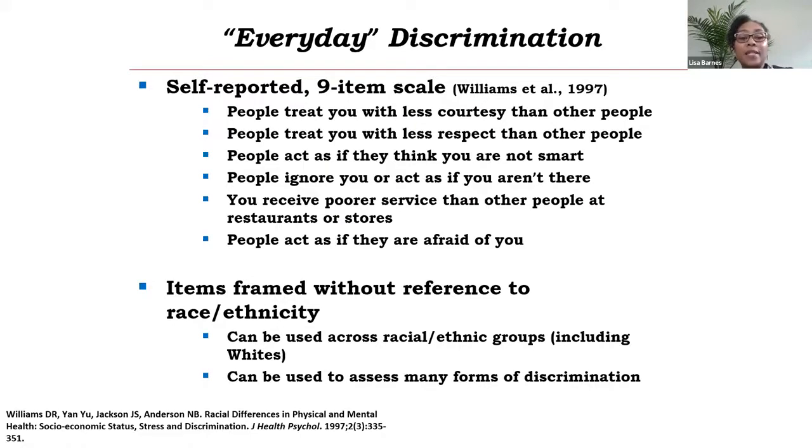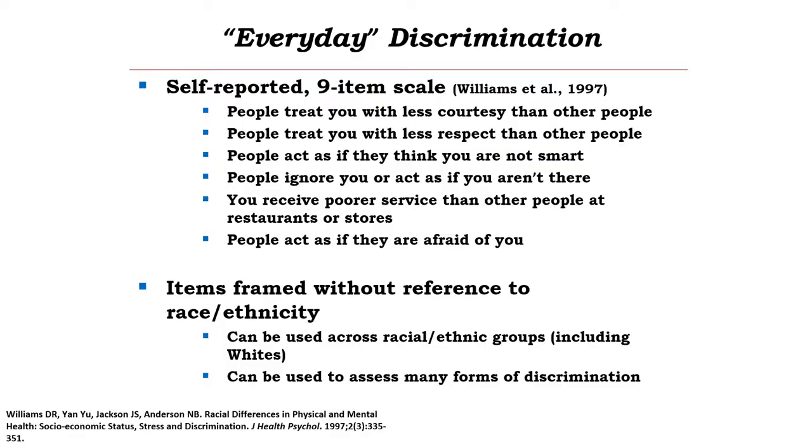The nice thing about the scale is that it can be used across racial and ethnic groups because there's no framing about race and ethnicity in the questions. So you can even use it in whites. It also can be used to assess all kinds of discrimination because there's no questions that ask about the attribution or the source of discrimination. And so this scale had primarily been used in college-age students and midlife adults, and we were one of the first groups to look at it in older adults in about 2004.